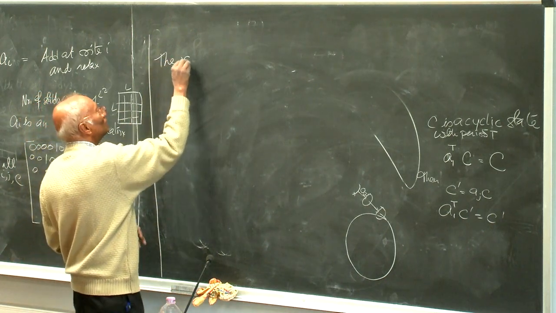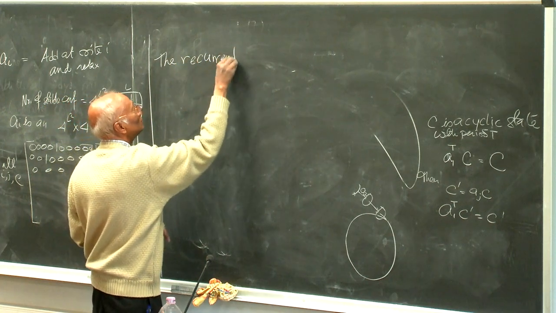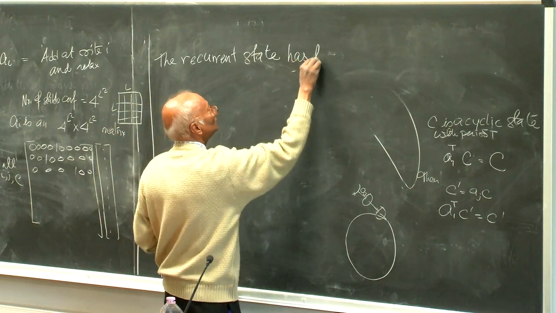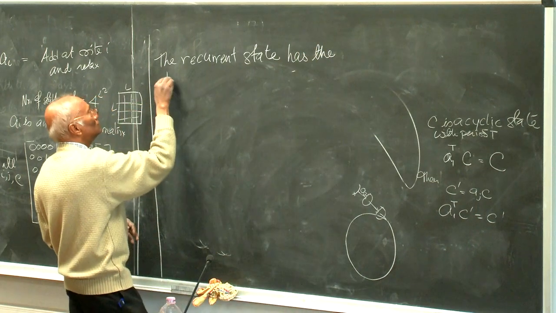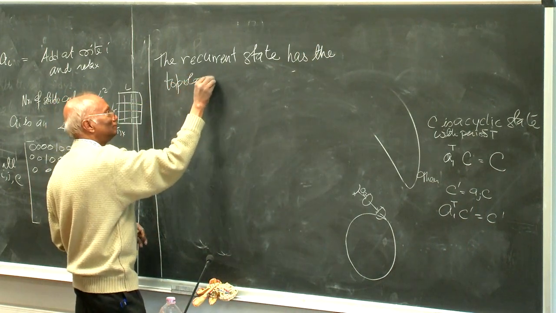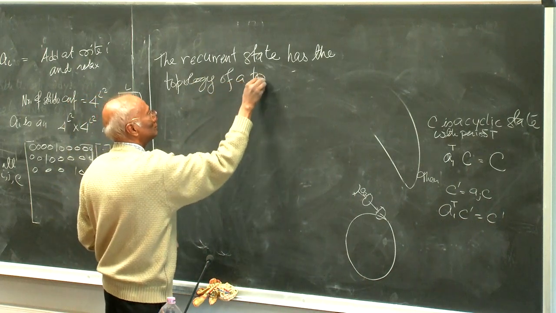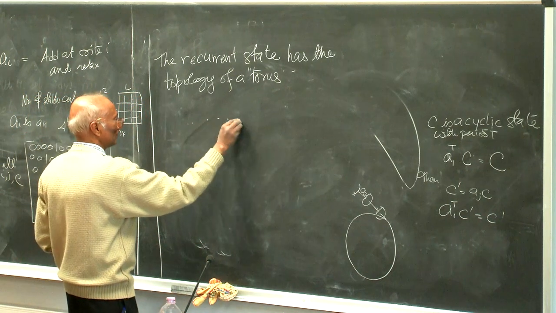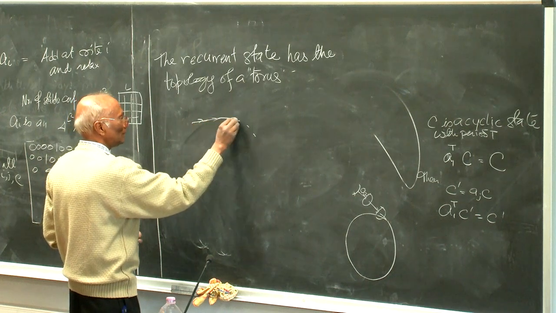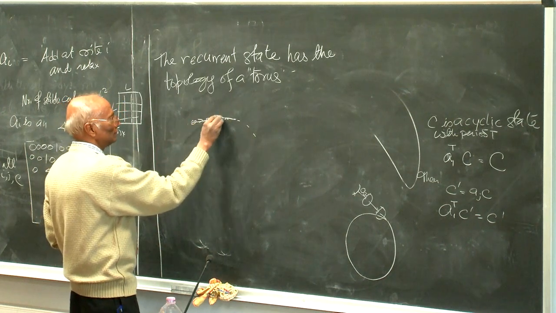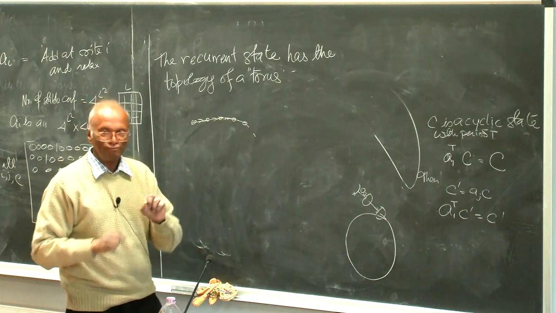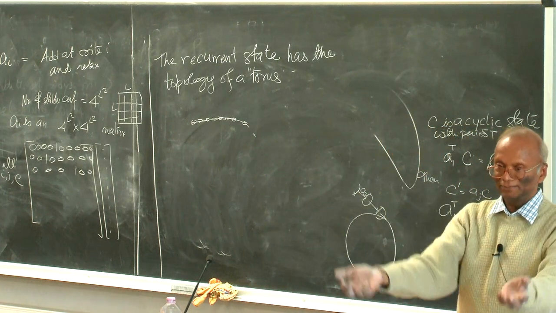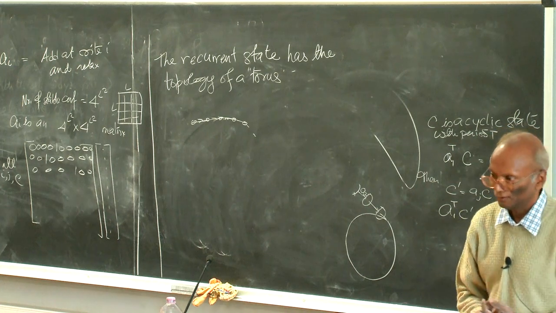So the recurrent state has the topology of a torus. What is meant by topology of a torus? You have these states. I construct the states. These are the points. And join them by arrows if you can go from one to the other. And the state you will get in the end will be an n-dimensional torus. That's what we said. Okay?